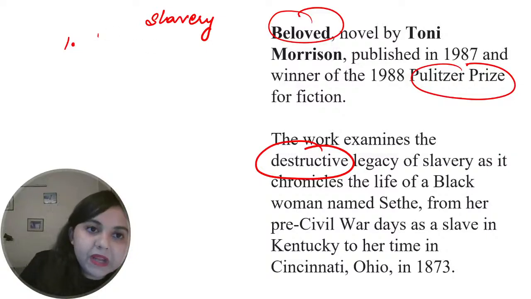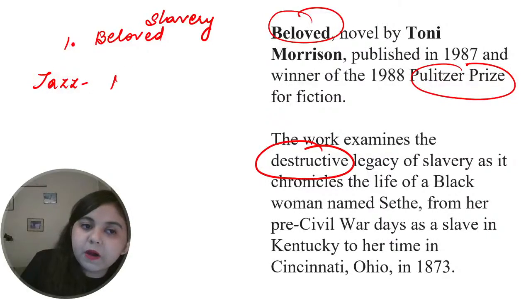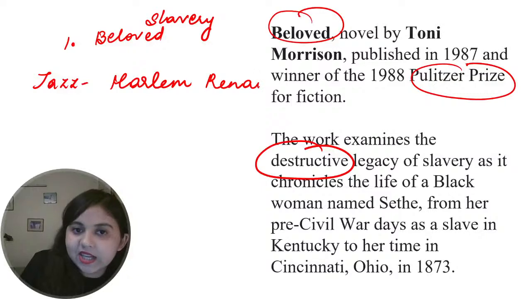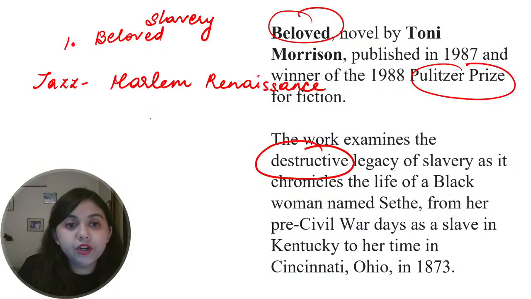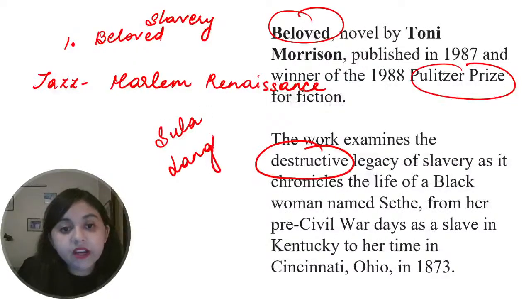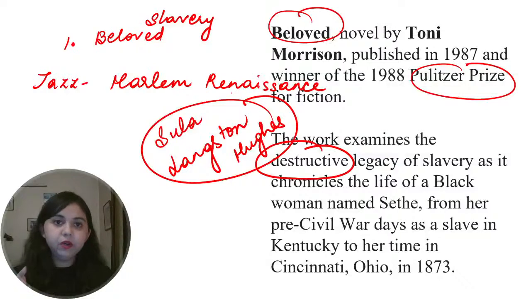Now Beloved is of course talking about slavery, and there is another work of Toni Morrison called Jazz, which talks about the Harlem Renaissance. Remember, today itself, if you cannot go back to the lecture, do go to the Telegram channel and take out the PDF of Sula and the PDF of Langston Hughes, and revise those two PDFs, because then you will be able to make a connection between Afro-American writings.